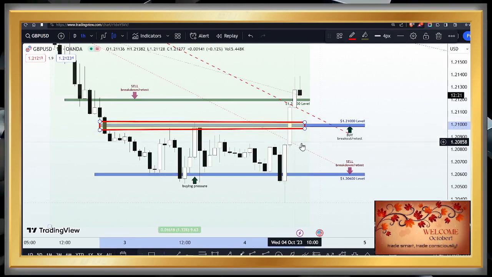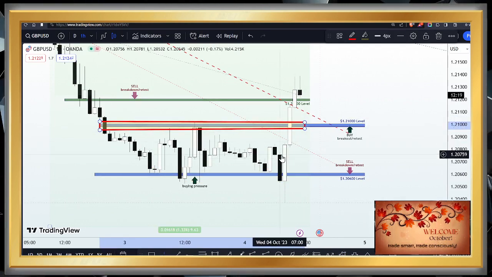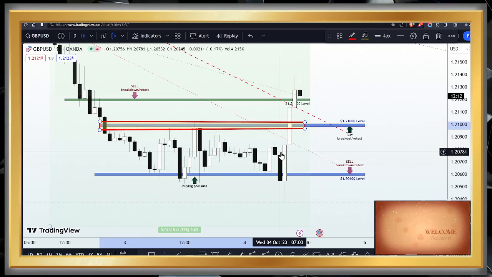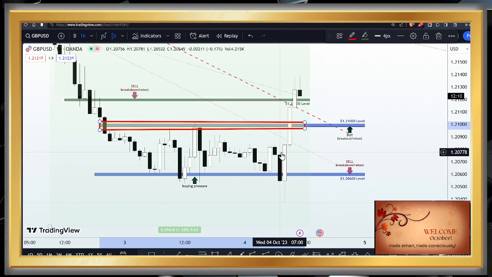Now, for those who took advantage of the breakout, well done to you for being on standby to capitalize on that move. However, if you had missed out on this one, it's okay. We are still within the buyer's territory at this point.